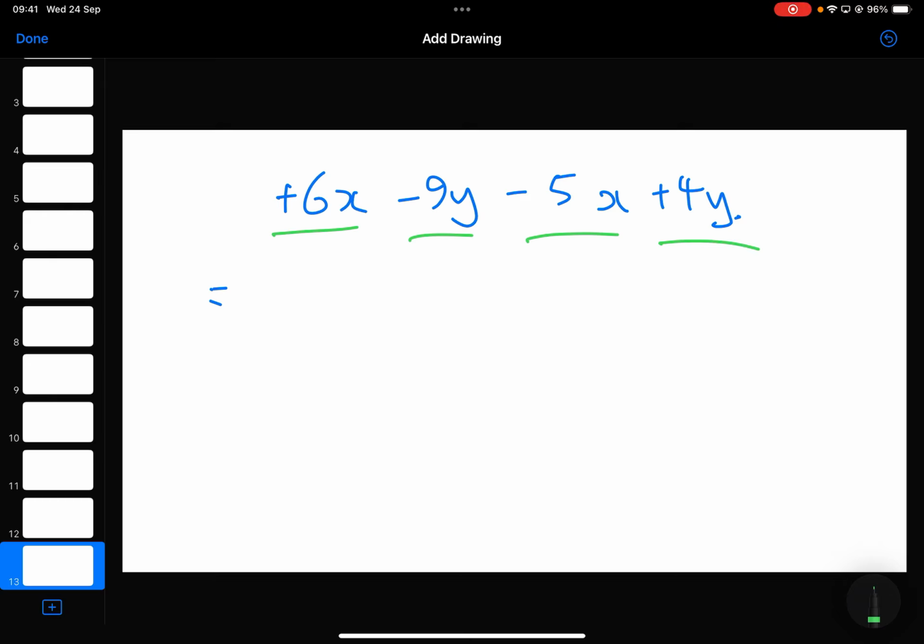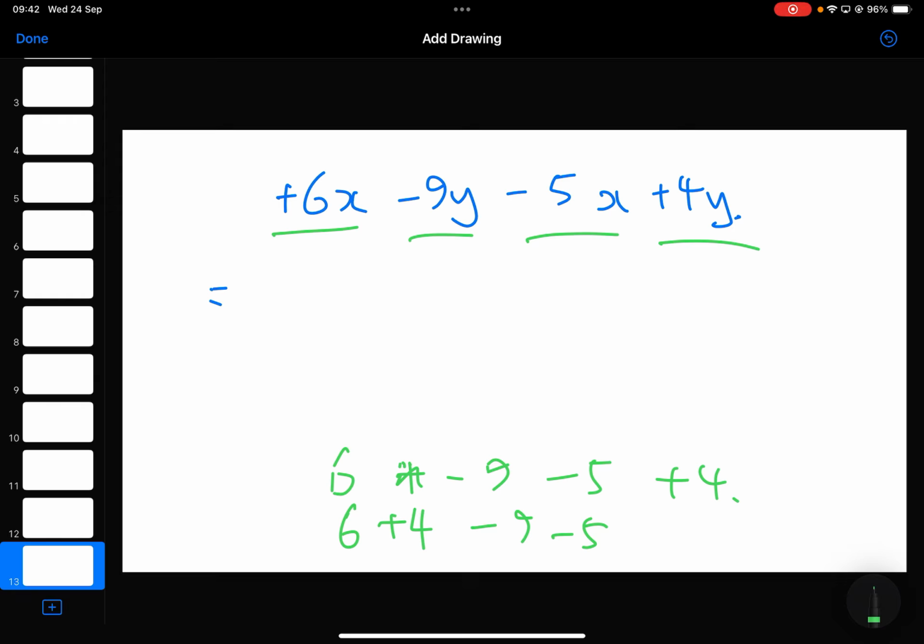Then back to our primary school mathematics. If I have numbers, all plus and minus, I can add any one together first. I can rearrange 6 plus 4 first, then minus 9 minus 5. I can rearrange them, plus and minus, it doesn't matter.